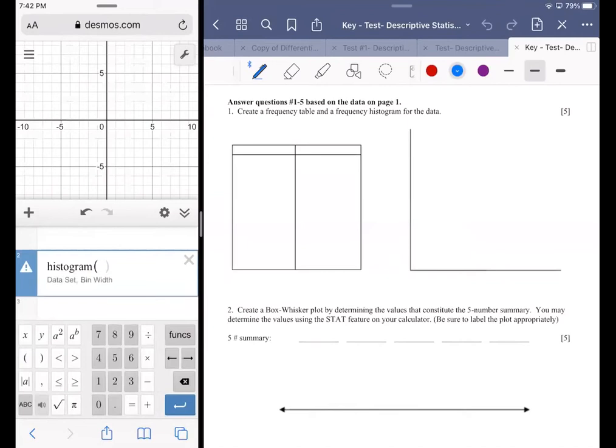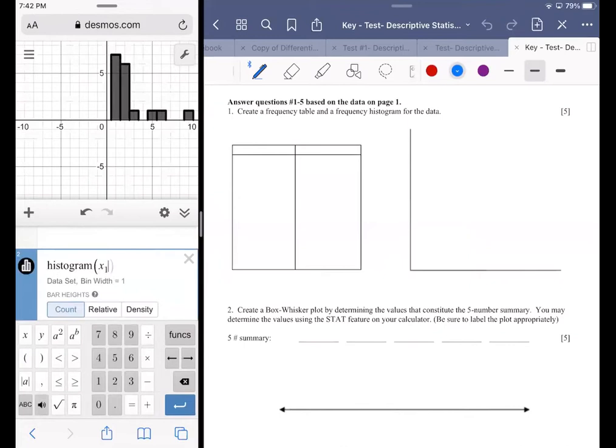Now it asks you for the data set. Well, my data set was in X1. It created a histogram. Oh, look at that. So you have three types of histograms that Desmos will compute for you: a count, which is the frequency histogram, and then relative frequency histogram, and density histograms, which are PDFs or curves, like a normal curve.